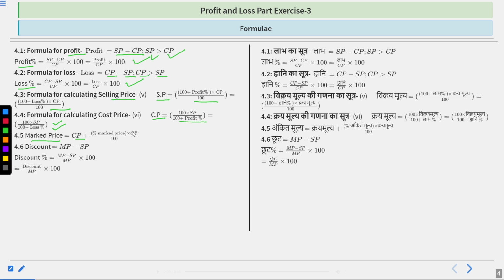What is mark price? CP plus marked price percent multiplied by CP upon 100. What is discount? Discount is MP minus SP. We can say that discount percent will become MP minus SP upon MP multiplied by 100. So discount will always be calculated on mark price. So we can say discount upon mark price multiplied by 100.